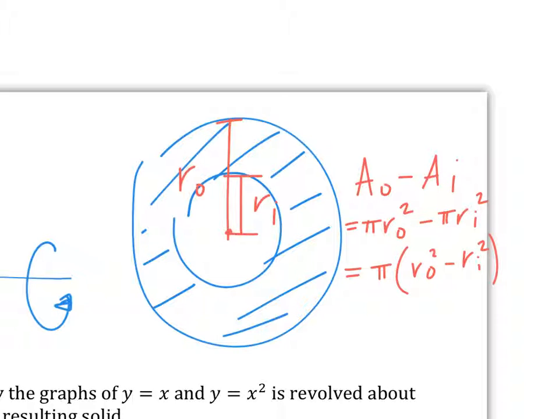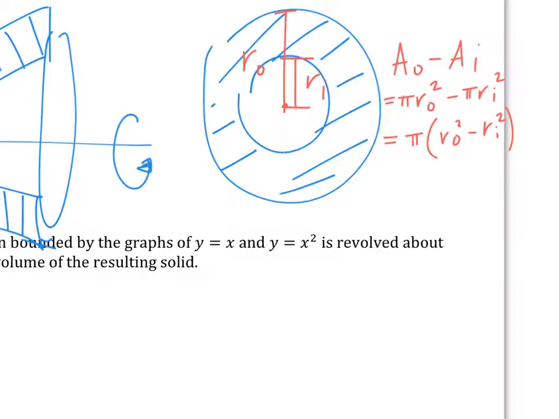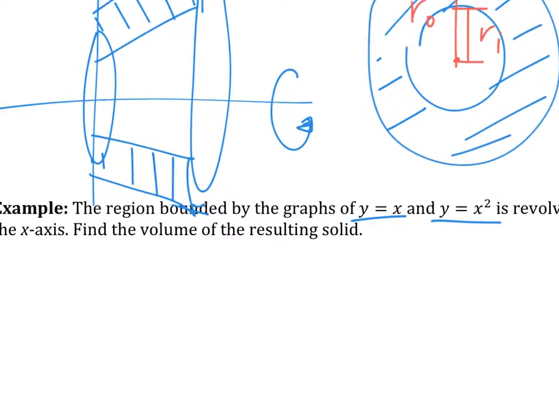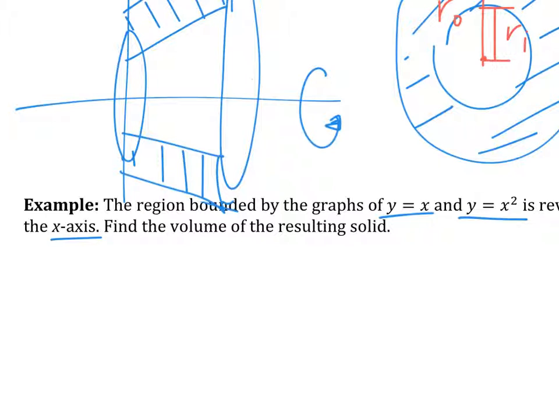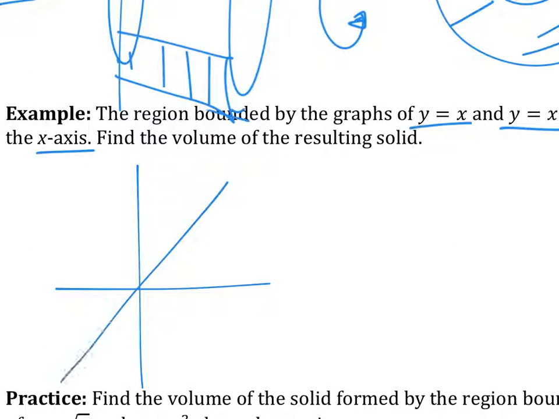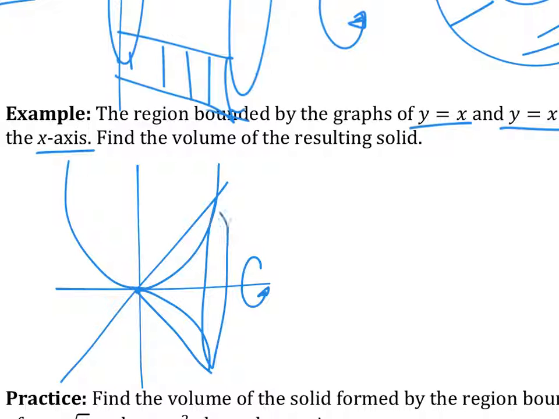You just have to be able to figure out what's the radius outside, what's the radius inside. Okay, again, these are all just kind of long problems, but just write out the important parts. Y equals x squared. We're going to revolve it around the x-axis. All right, draw a picture. Okay, this is going to look like this.